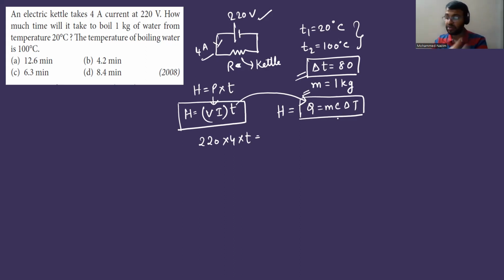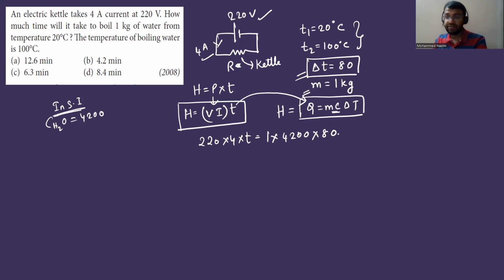So both the heats you equate, this is also heat and this is also heat. If you equate, M, mass is 1, specific heat of water not mentioned. And we know that in SI unit, the specific heat of water is 4,200. This is in SI. In CGS, it is 1. So here we are working in SI. So we'll substitute 4200, delta T is 80.